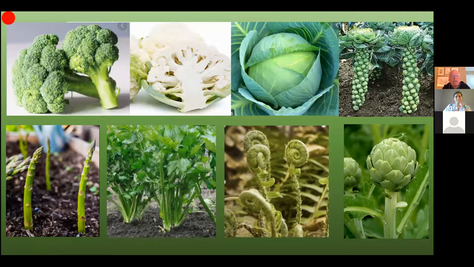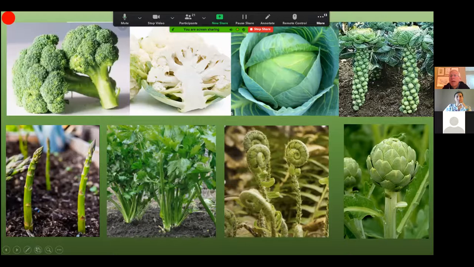And then cabbage, where broccoli, cauliflower, and cabbage are all the same species of plant that have been bred to produce very different looking structures, but all of which are edible. Cabbage, you eat this mass of leaves. With asparagus, again, like broccoli and cauliflower, you're eating the shoot as it comes out of the ground.